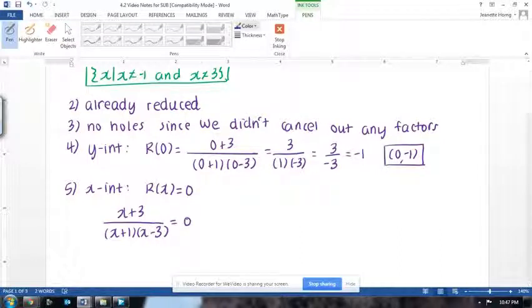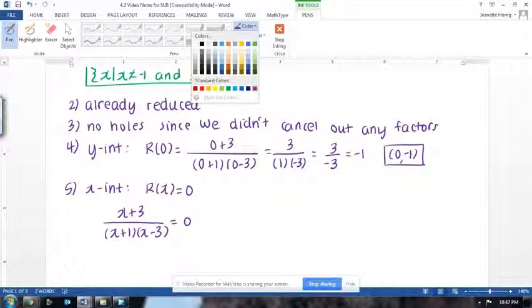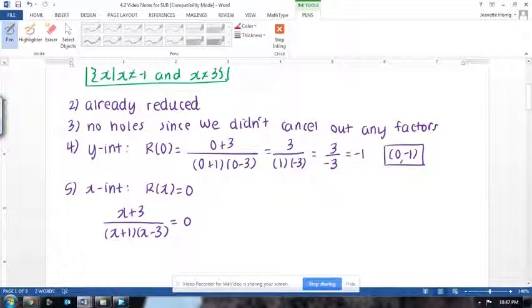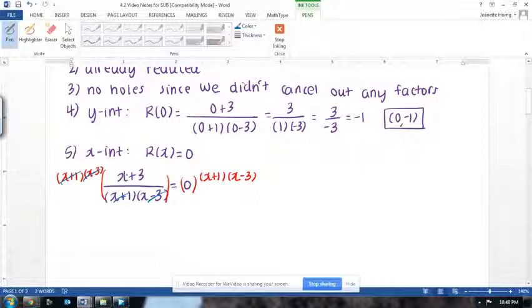Some people get freaked out because it's like, oh man, I got this fraction equal to 0. But truthfully, what we usually do is to try to get rid of that denominator by multiplying it on both sides. So I'll multiply by x plus 1 and x minus 3 onto both sides. When I do that, you'll notice on the left-hand side, these factors will cancel out. That was kind of the point. I wanted to get rid of the fraction, so what's left over is just x plus 3.